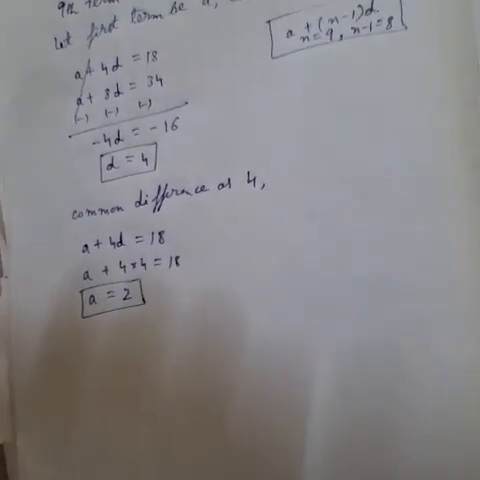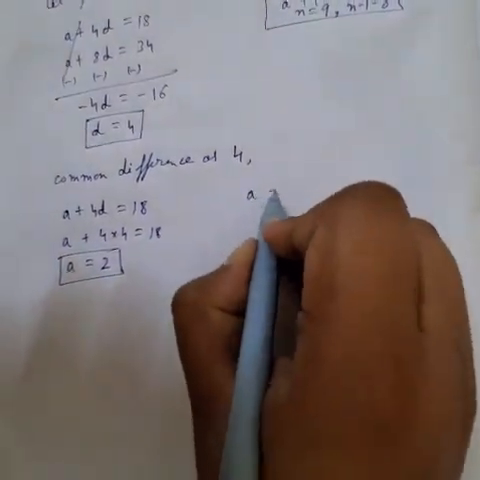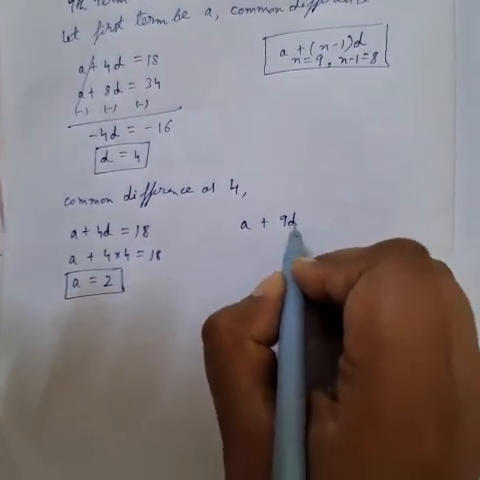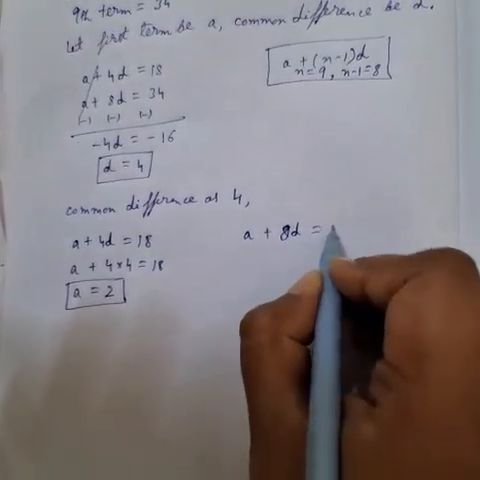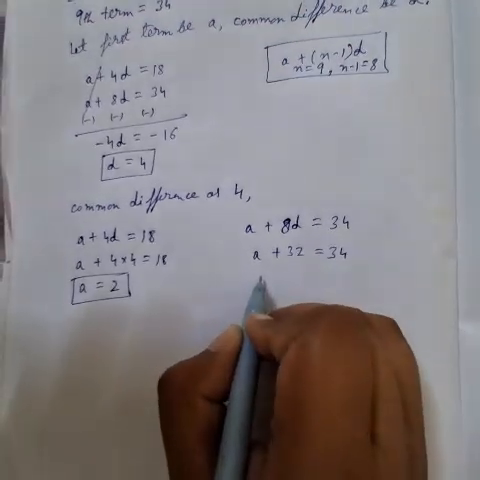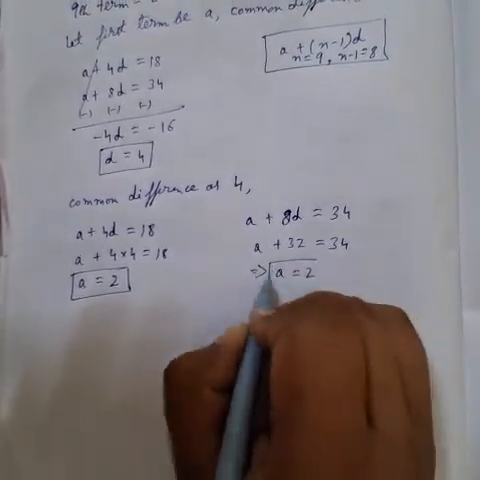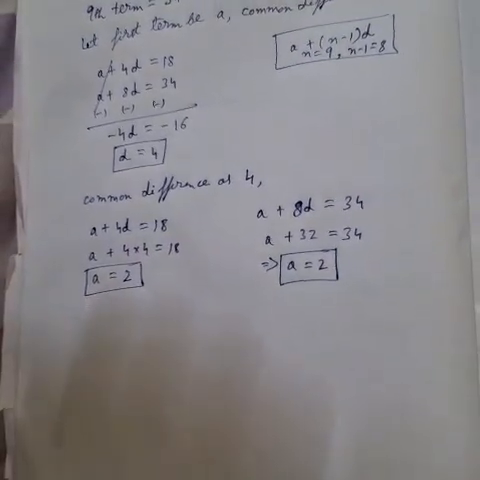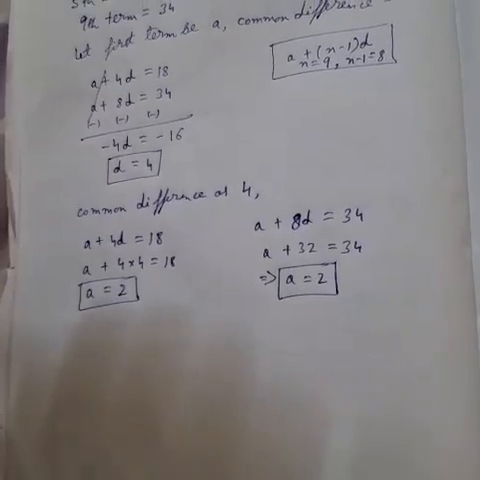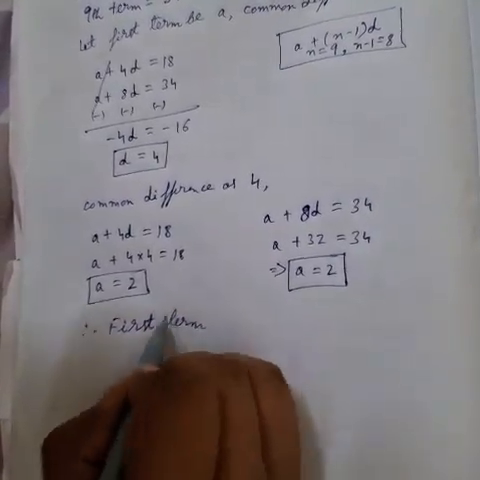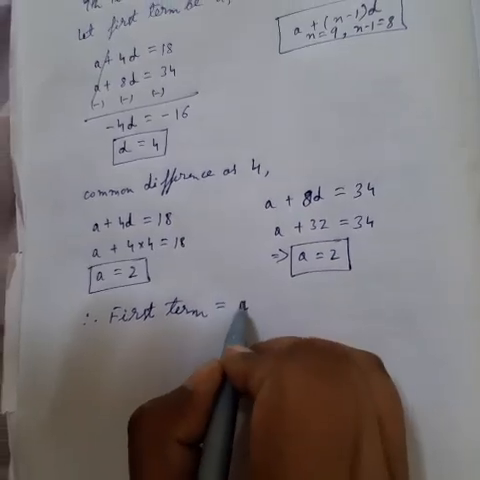In order to cross check, we can also write a plus 8D equals 34. So a plus 32 equals 34, and a equals 2. Since in both the cases we are getting the first term as 2, we can assume that we have calculated the term correctly. Therefore first term equals a, that is 2.